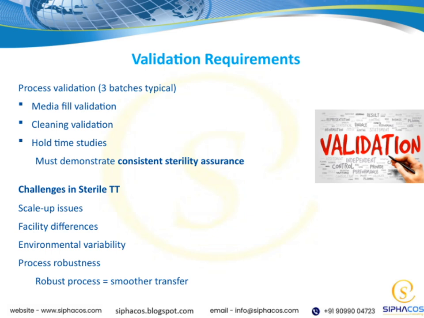And of course, process robustness is key. If our processes are robust, meaning they can handle variability without compromising sterility, then transferring them smoothly from development to production is much easier. A robust process essentially means a smoother transfer, reducing the risk of contamination and ensuring consistent product quality. So, overall, focusing on making processes robust is what helps us navigate these challenges effectively.